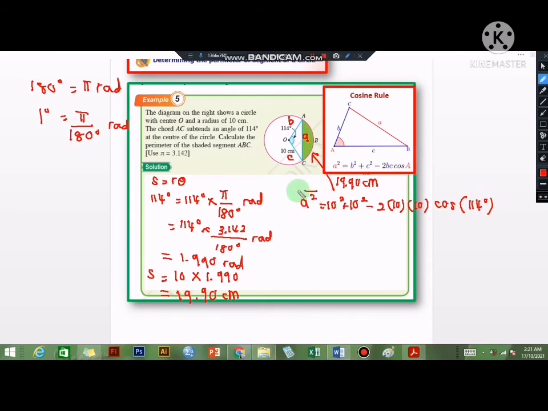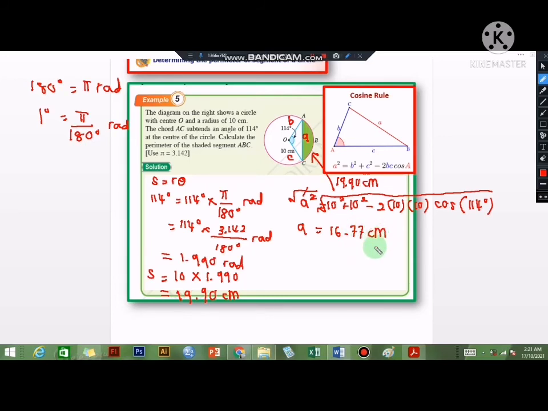Okay, we want to find the value of A, right? You need to square root both sides. So the square will be eliminated, and it will become A. Key in your calculator and then you will get your answer, which is 16.77 centimeter.